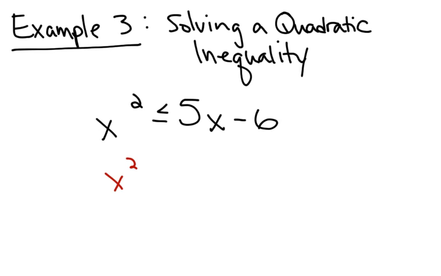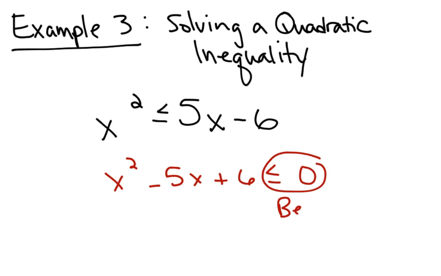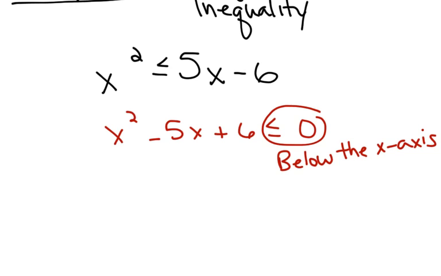In order to do that, I'm going to move the 5x, it becomes negative, and I'm going to move the 6, it becomes positive. What this inequality says is, where is the graph of x squared minus 5x plus 6 less than or equal to 0? That means below the x-axis. Now, one kind of tricky way of doing it, not tricky in the hard sense, tricky in the easy sense, I guess I should say. If you graph this in your calculator, what you're going to see is something that looks like this.